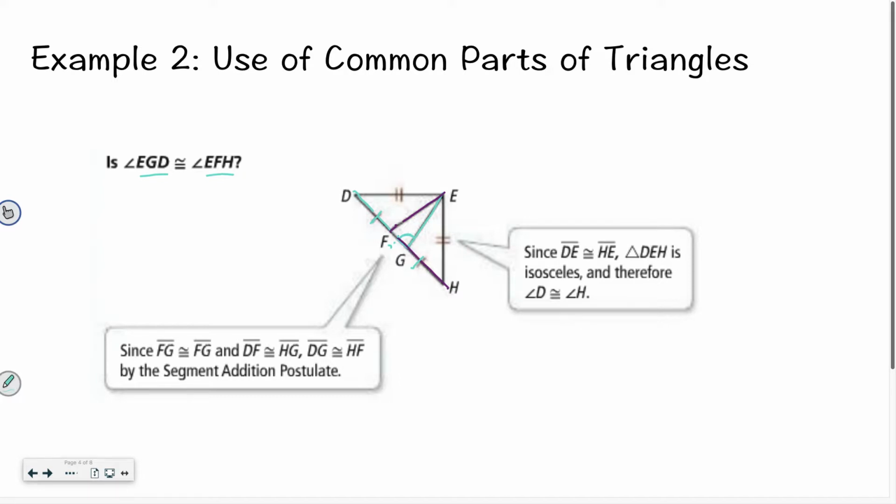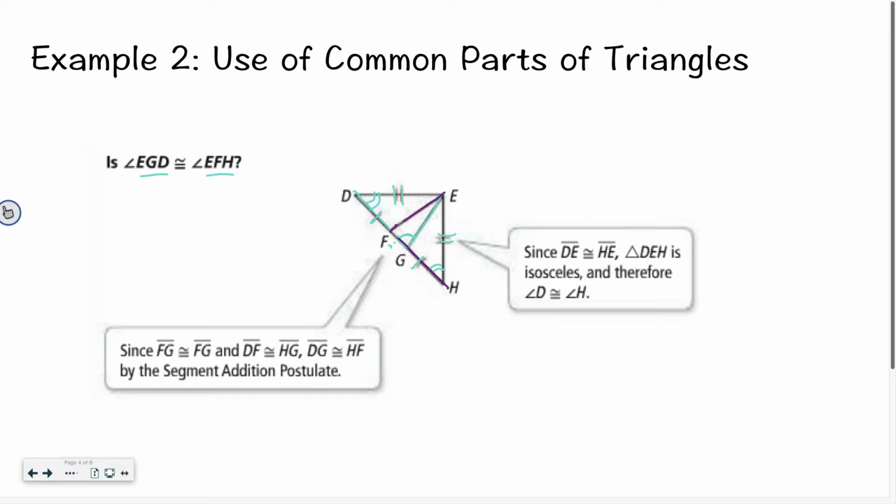Then since segment DE is congruent to HE, we know that these two sides are congruent, and triangle DEH is isosceles because we have 2 congruent legs on the big triangle. That means the whole thing's isosceles. That means that these angles are congruent to each other. So we want to figure out, is angle EGD congruent to EFH?